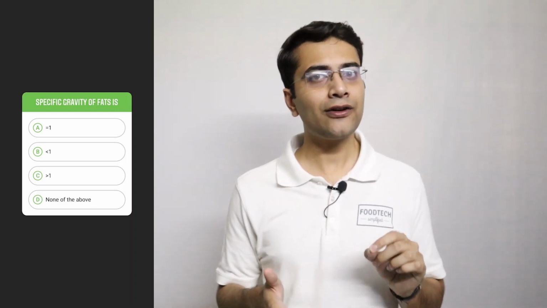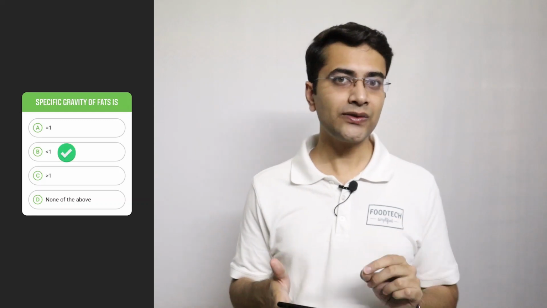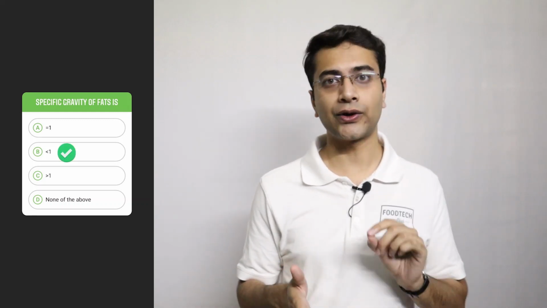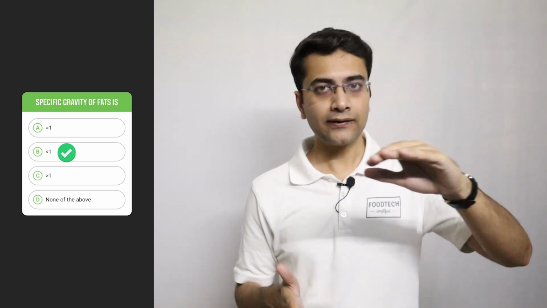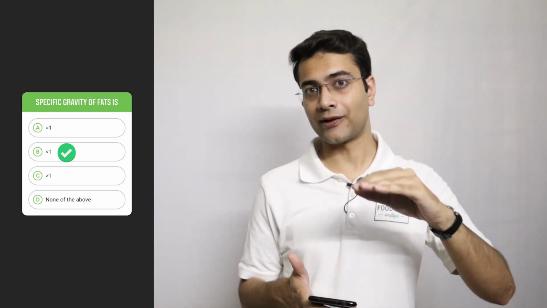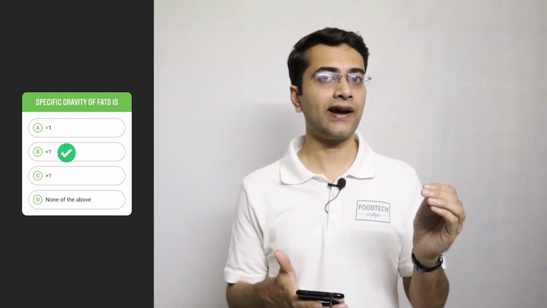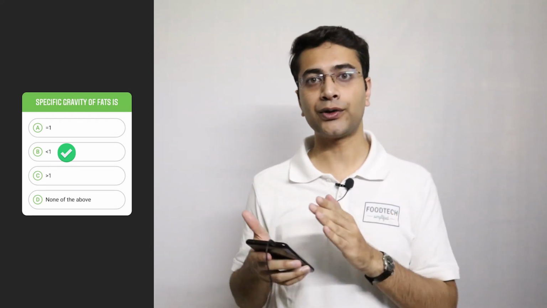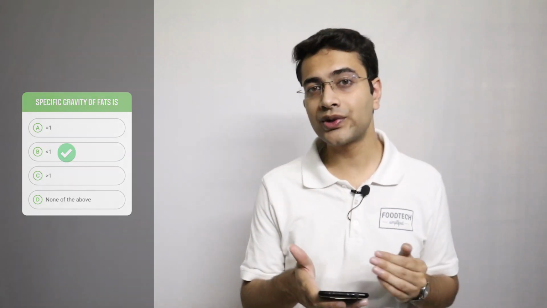But the specific gravity of fats is less than 1. This is one of the reasons why fat floats on water. If you pour oil on a glass of water, it will float on top of the surface of the water, and that is because of the specific gravity. The specific gravity of fat is lower when compared to the specific gravity of water. That is why fat or oil floats on water. Now moving on to the next question.